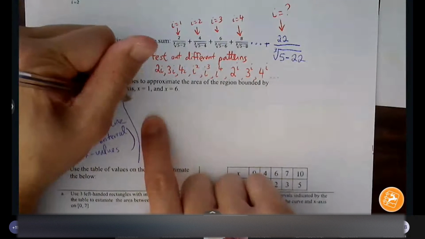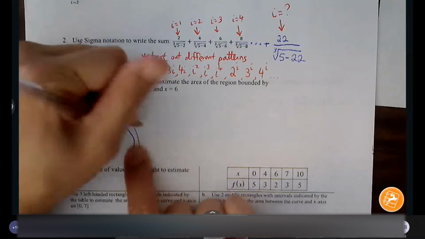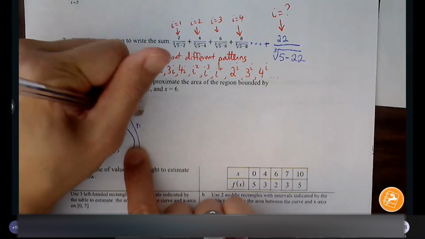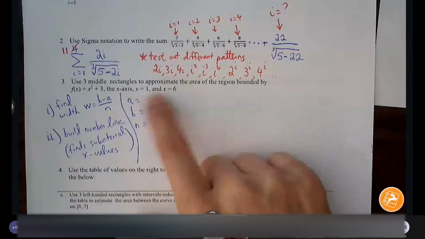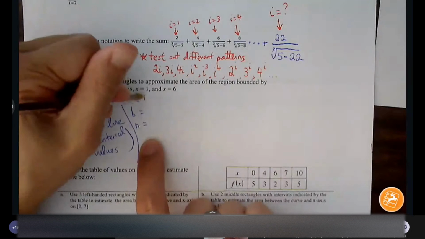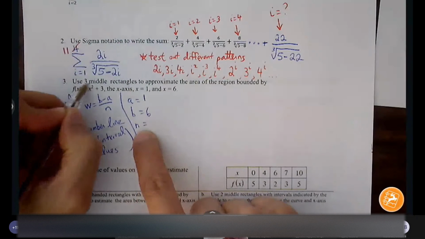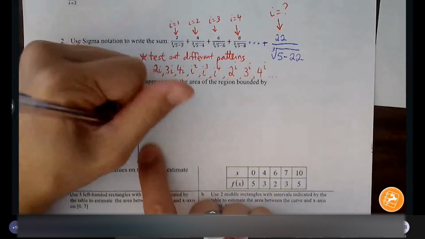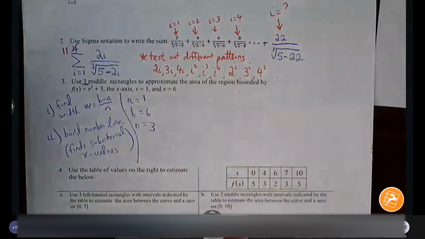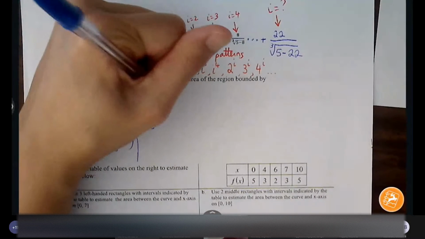Okay, so let's identify our A, our B, and our n value. A and B are my endpoints, so 1 to 6. N is the number of rectangles, so we're using 3 middle rectangles. Okay, B minus A over N.